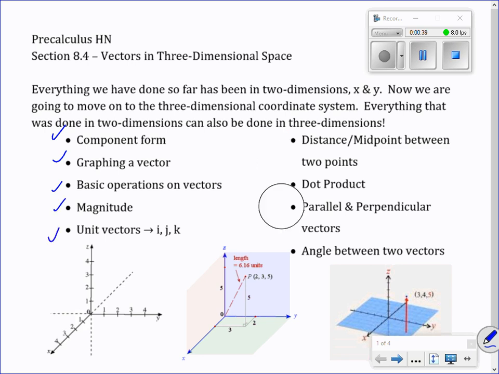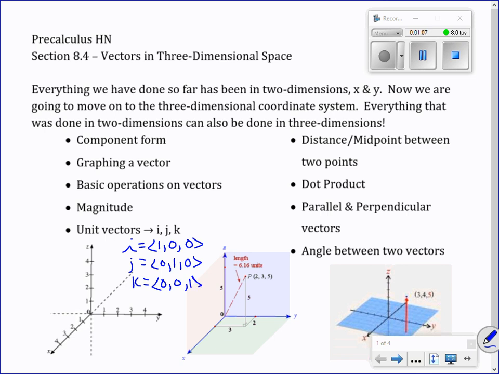The only thing I want to add on here is the unit vectors. So, the unit vectors before, I was 1, 0. Well, now you have to add a third number, 0, for the third dimension. J would be 0, 1, but you have to add a 0 there. And then the third one is K. So K is basically like your z-axis, and that would be 0, 0, 1. So when you see IJK, that's what they're standing for in these problems.